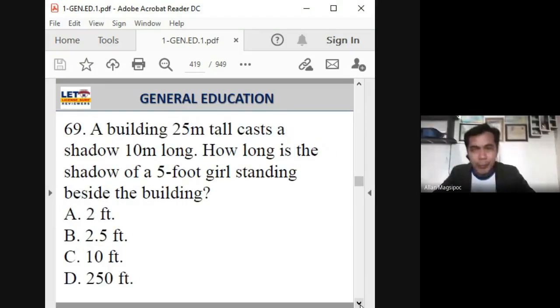Okay, this time. A building 25 meters tall casts a shadow 10 meters long. How long is the shadow of a 5-foot girl standing beside the building?